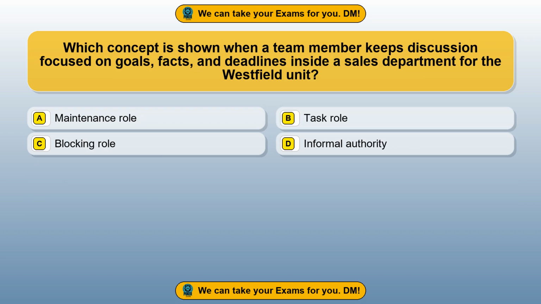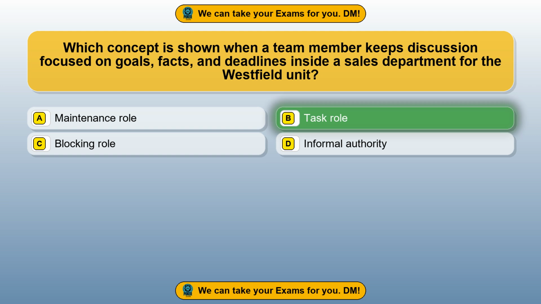Question 52. Which concept is shown when a team member keeps discussion focused on goals, facts, and deadlines inside a sales department for the Westfield unit? Option A, maintenance role. Option B, task role. Option C, blocking role. Option D, informal authority. The correct answer is option B, task role.